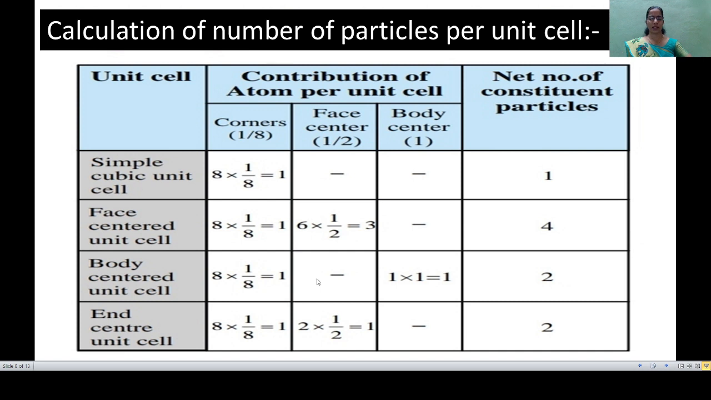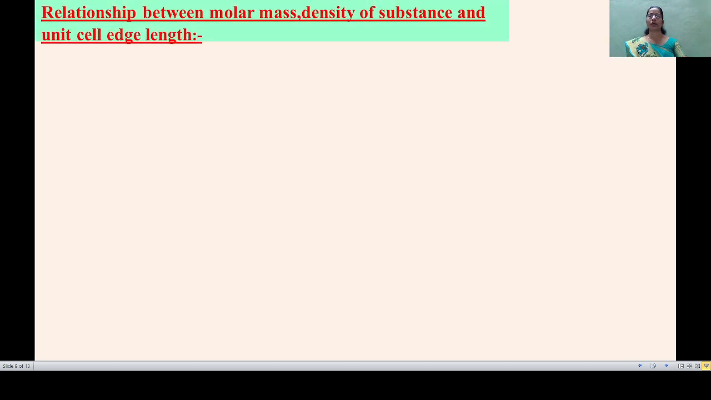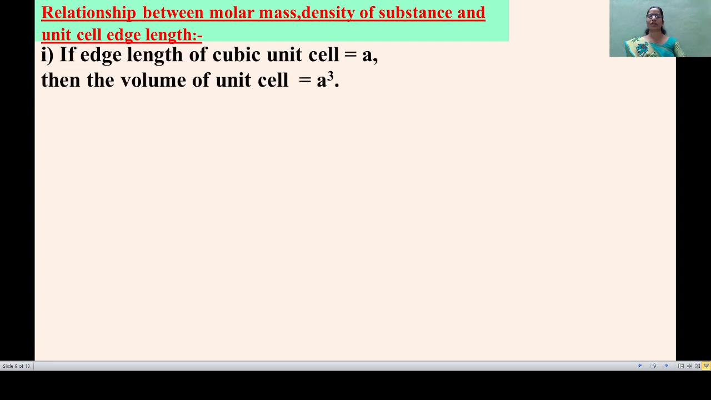In this manner, you can easily calculate the number of particles per unit cell. You have to remember well these numbers of particles in different kinds of unit cell. Now we will derive the relationship between molar mass, density of substance, and unit cell edge length. Now consider the cubic unit cell. Here, if the edge length of the cubic unit cell is denoted by the symbol a, then we can easily calculate the volume of the unit cell, that is a cube.